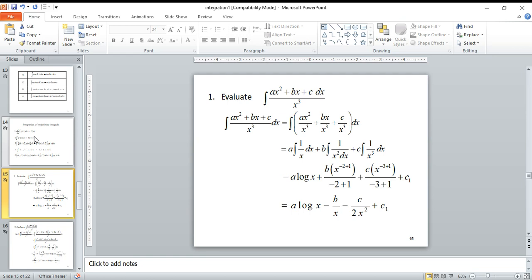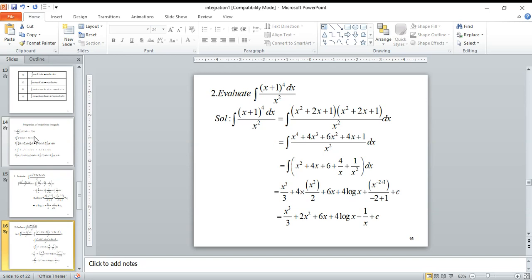Plus c is equal to a into log x plus b into x power minus 2 plus 1 is minus 1 by minus 1, that equals x power minus 1, which is 1 by x. a log x minus b by x plus c into minus 3 plus 1 is minus 2, that is minus 2 x power minus 2, that equals minus c by 2x square plus c1.